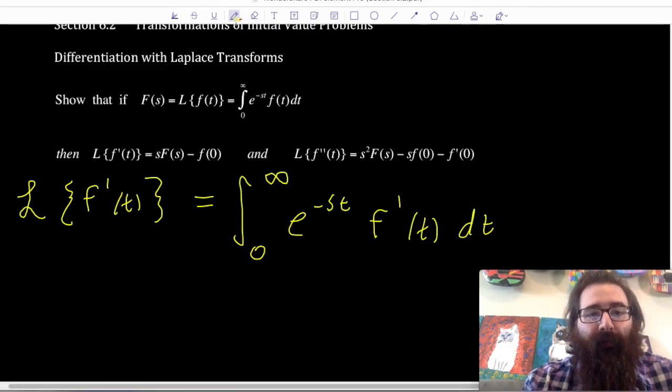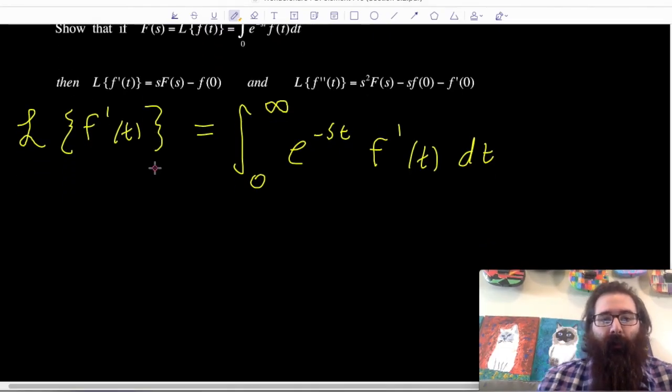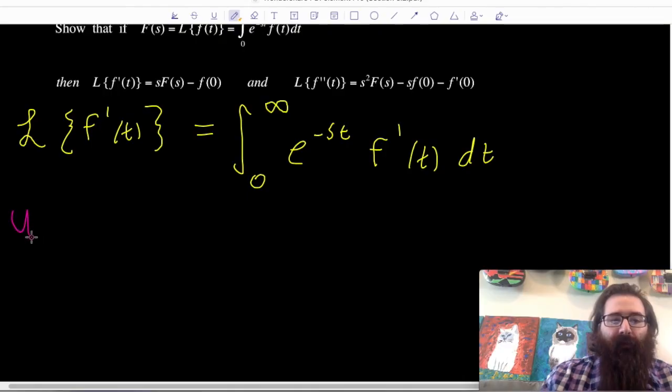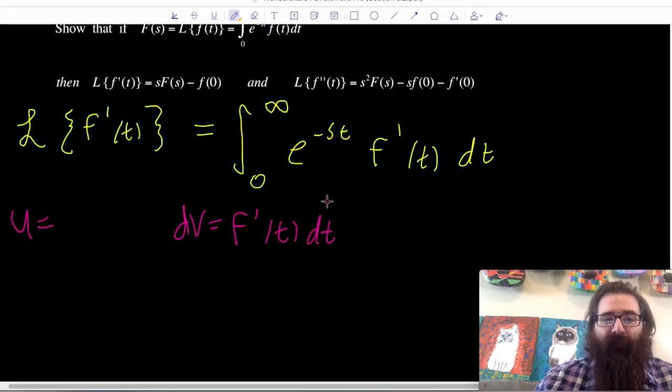Now to work through this, we want to use integration by parts. So here I want to make my choices for u and my choices for dv. And in order to get this to work out, I'm going to choose dv to be f prime at t. So f prime at t dt is my choice for dv, which means then u is this e to the minus st.